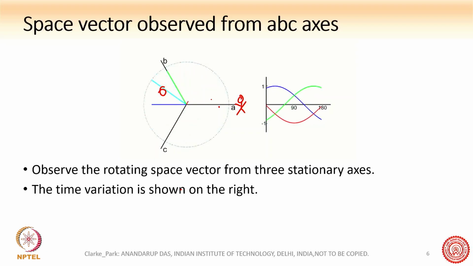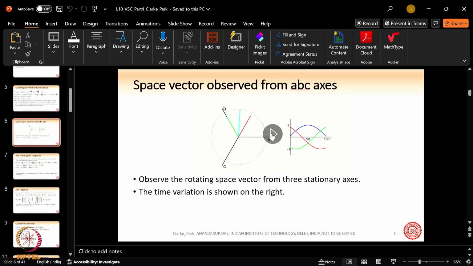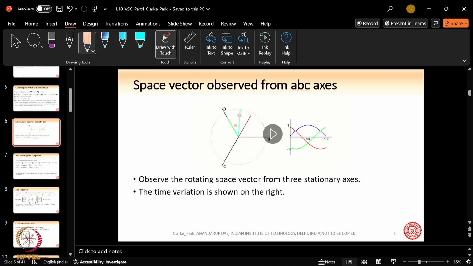if I observe it here, then I can see the resultant space vector, this light blue color, right? I have stopped it, and then again I can run it. Yes, you can see here how the space vector is rotating.